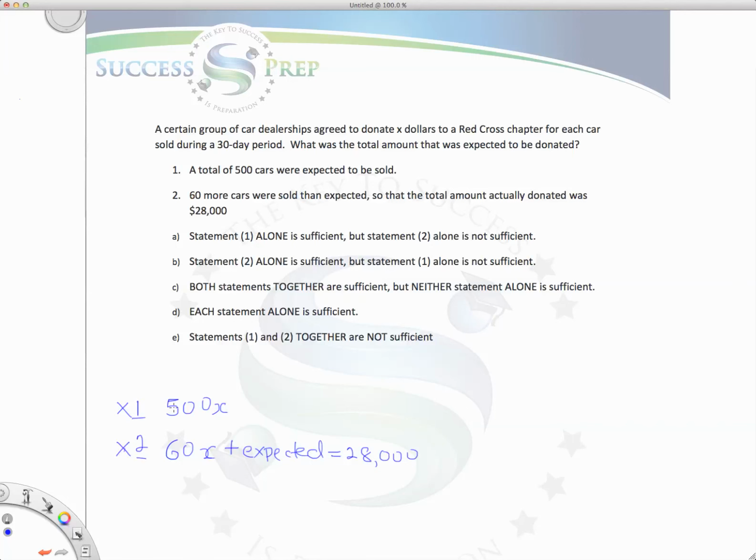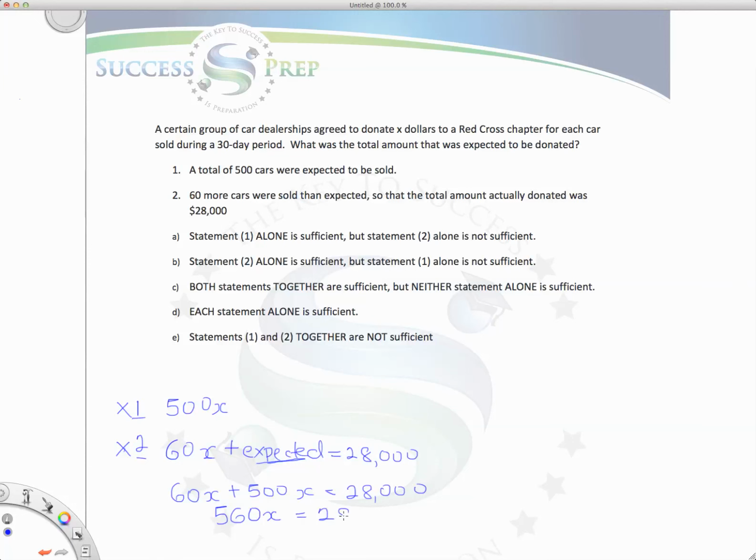Now we go ahead and consider statement 1 and statement 2 together. It says a total of 500 cars were expected. So this number right here was 500x. So if that's the case, we can write this as 60x plus 500x is equal to 28,000. Keep in mind that on data sufficiency, you don't have to actually solve the equation. You just have to know that you have enough information.